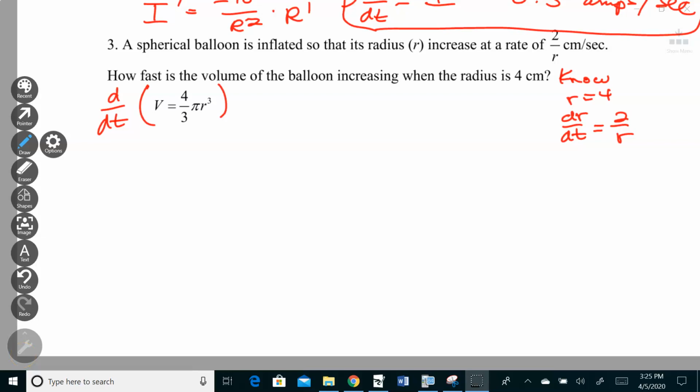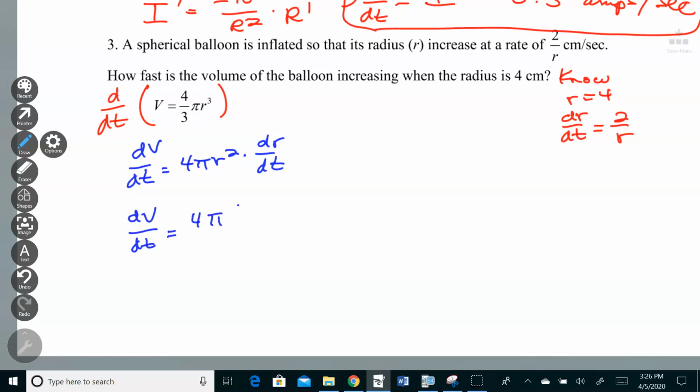Okay, I've got this sphere again. I'm going to take the derivative of its volume. I get dV over dt is equal to 4 pi r squared times dr over dt. And I can plug in with what I know. I know my r is 4, and my dr over dt is 2 over r. So I get dV over dt is equal to 4 pi 4 squared times 2 over r.